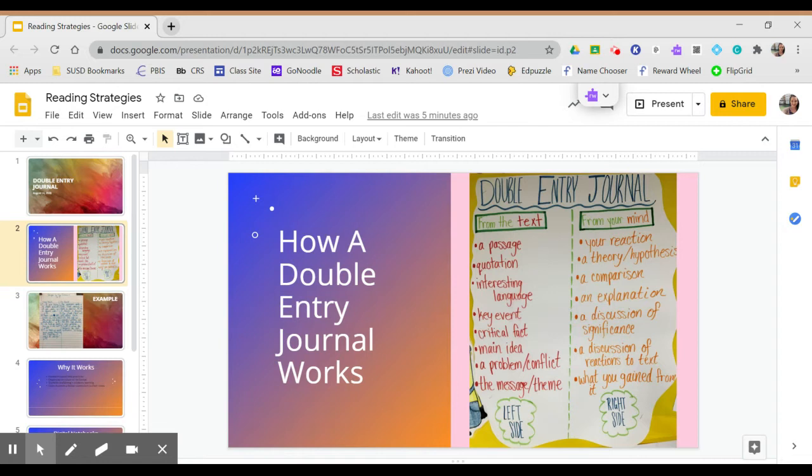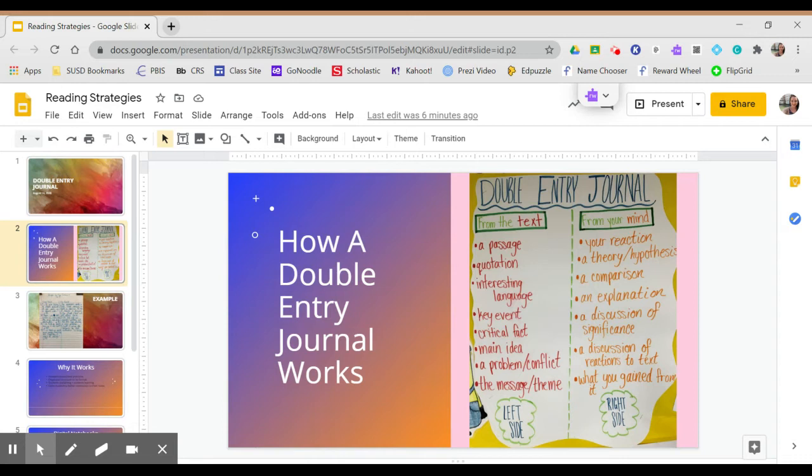On the right-hand side of our line on our notebook paper, these are all things from our mind, so not quotations or anything directly from the text. This side on the right is from us. So our reactions to the text, if something, for instance, surprised us, a theory or hypothesis we have, especially for mystery type of stories, a comparison, whether it's a text to self, text to text, or text to world connection, an explanation. So, okay, here's this sentence from the text.